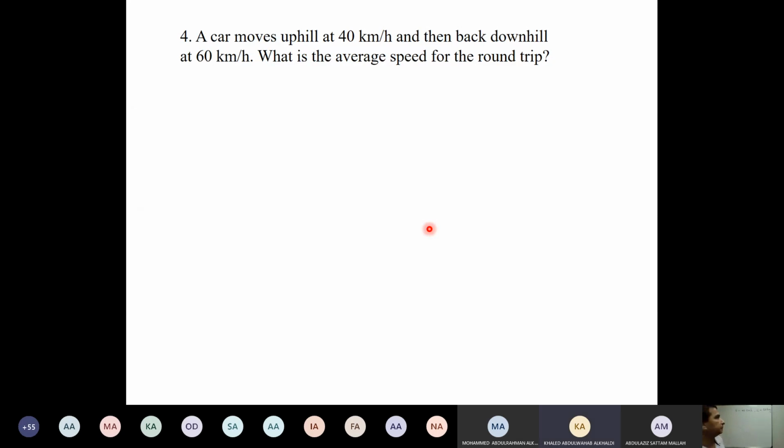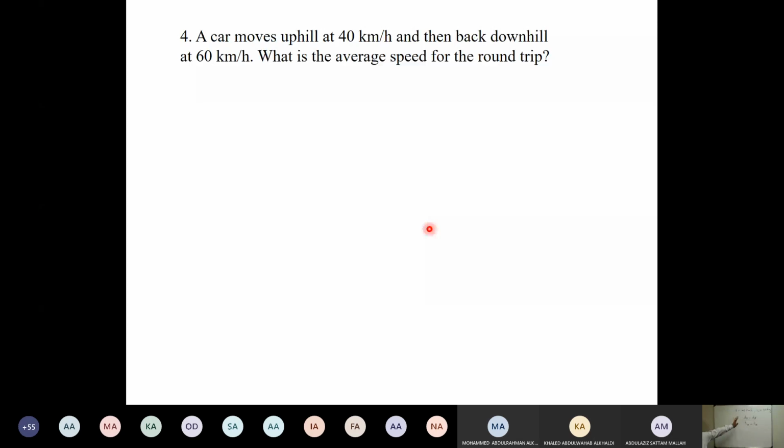Oh, okay. So we know that the average speed, whenever we are calculating it, we take the total distance, which is distance uphill plus distance downhill, and then divide it by the time taken uphill plus the time taken downhill. This is the equation we have here.